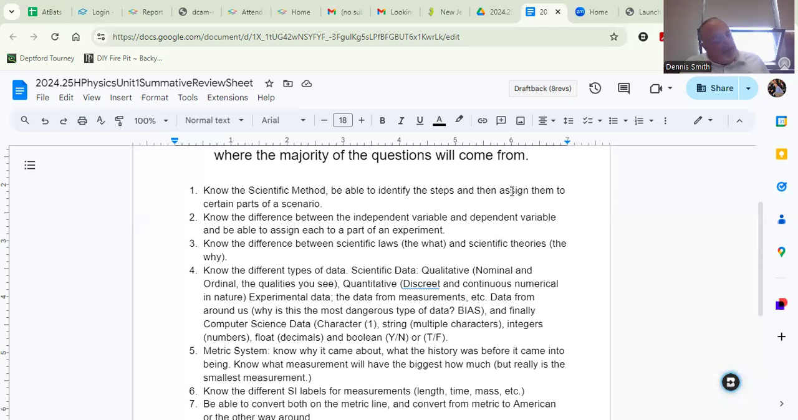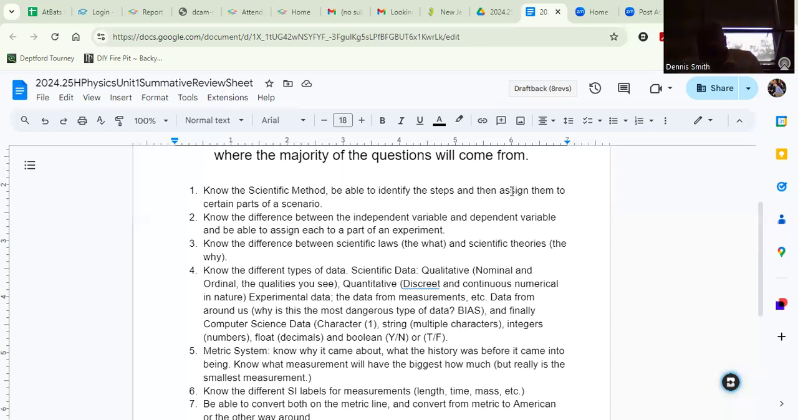Remember what the goal is of all the scientists. What else? Let's see. The metric system itself, scientific laws, and scientific theories. What are they? And what are the rules in terms of significant figures when you are doing math problems, addition, multiplication, division, and subtraction.